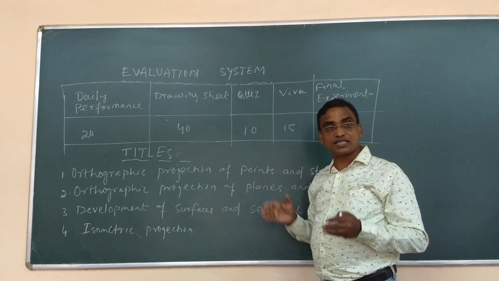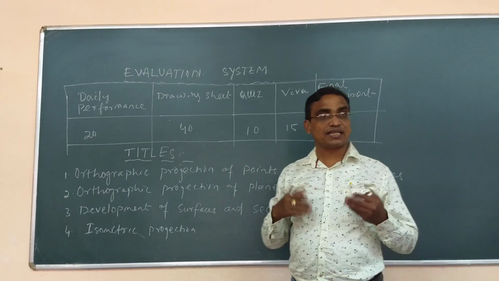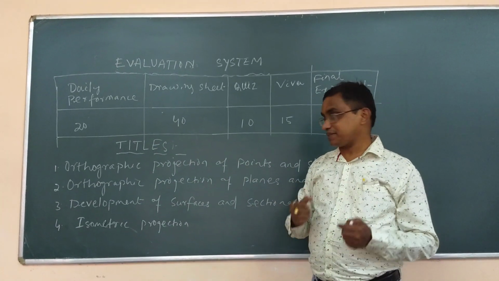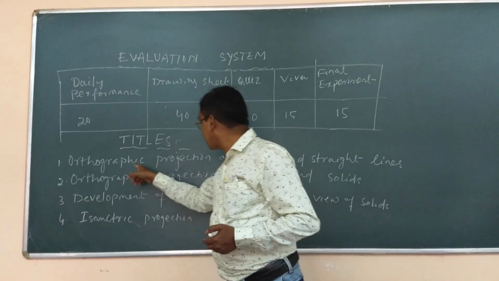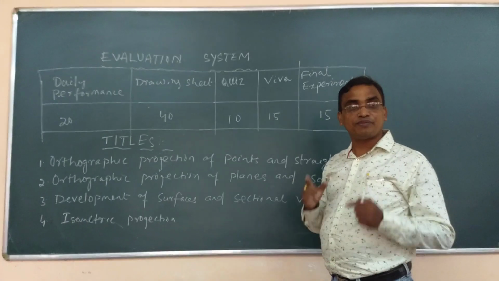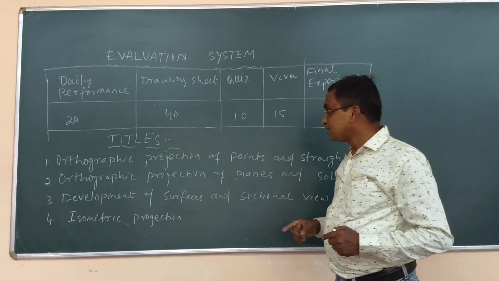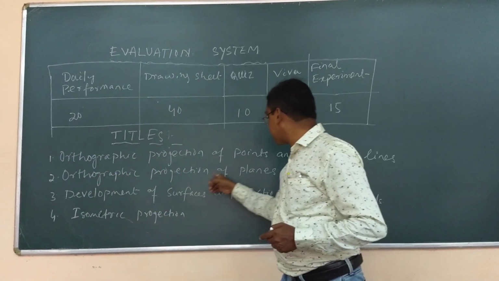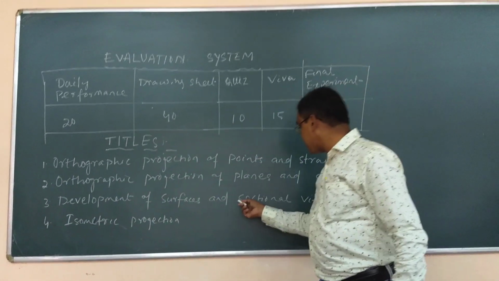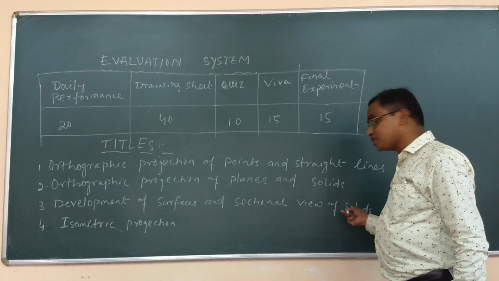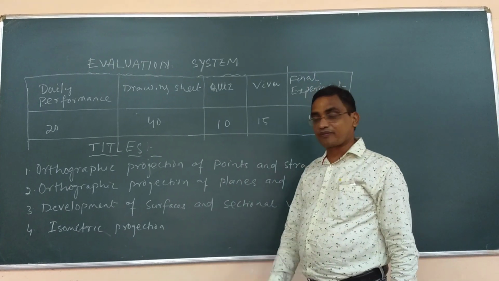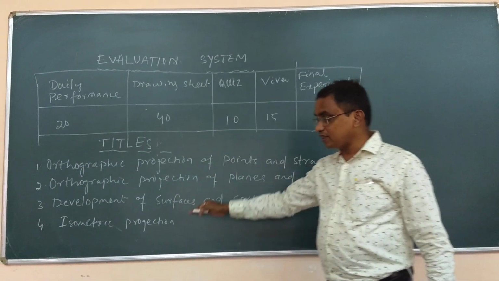So what drawing sheets will you complete during the semester? That is the syllabus, called the title or name of the drawing sheets. First is orthographic projection of points and straight lines, the title number 1, meaning the first drawing sheet. The second drawing sheet is orthographic projection of planes and solids. The third is development of surfaces and sectional view of solids. And the fourth title is isometric projections. We will discuss them one by one gradually.